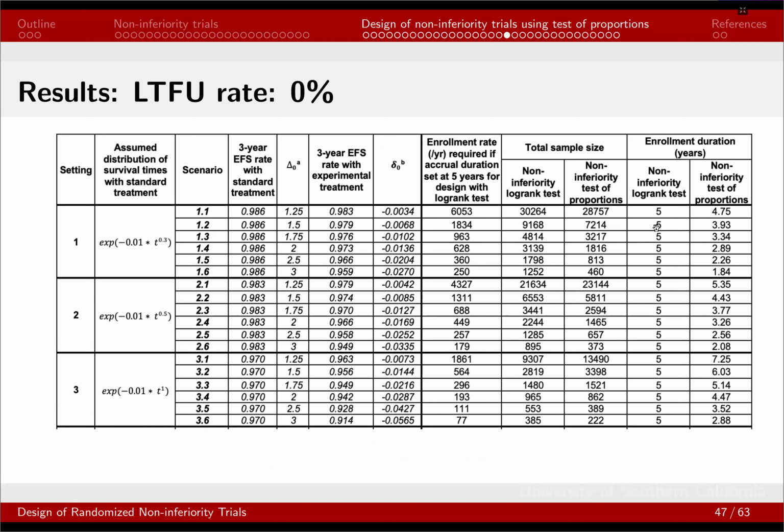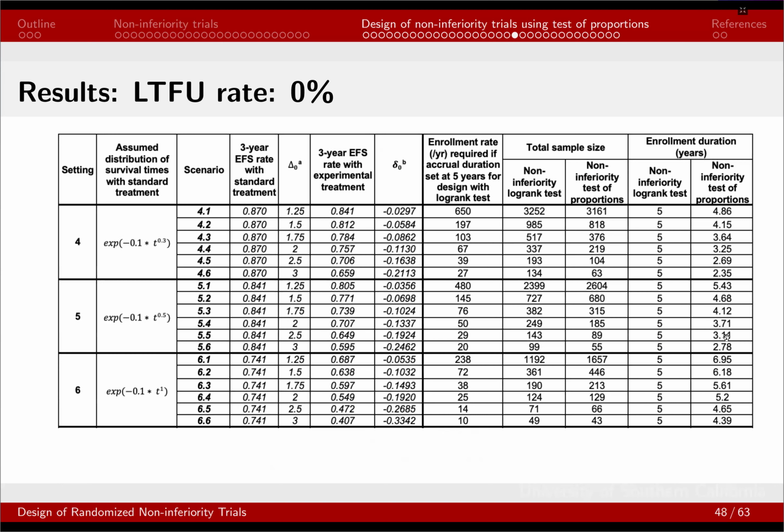And if a trial requires 5 years of enrollment by using log-rank, tested proportions can reduce the sample size and reduce the enrollment duration by a little over 1 year. If the hazard ratio margin is 2, then tested proportions can reduce the duration of enrollment by more than 2 years. So we can see that in these low event rate settings, in the majority of the scenarios, we can benefit by using tested proportions in the design of non-inferiority trials.